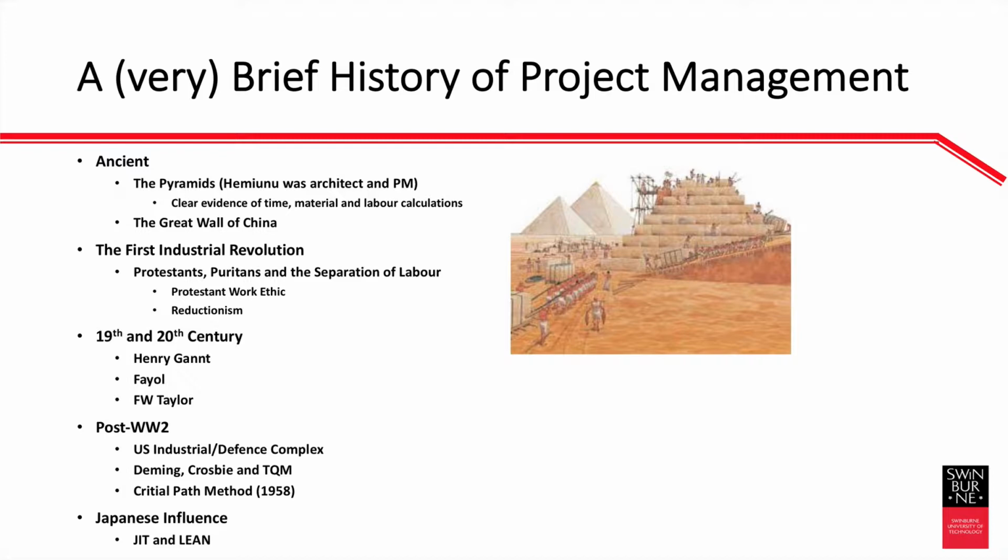Critical path methods were developed since 1958, and then there came the Japanese influence, which was largely driven by Deming, and Toyota introducing things like the Toyota manufacturing system, such as just-in-time, lean, and various different techniques that they brought on. So it's been around for a long time. We should know about it.